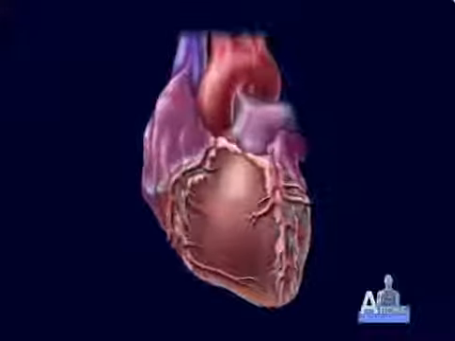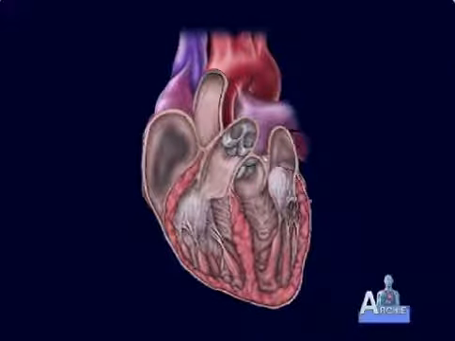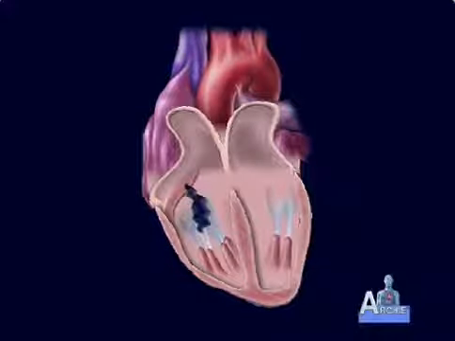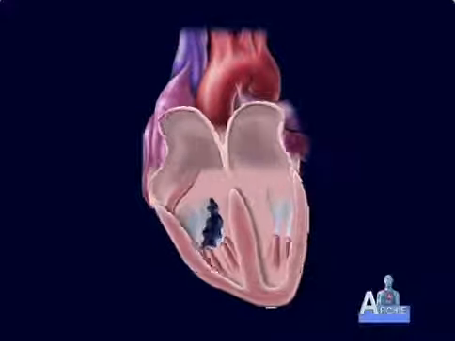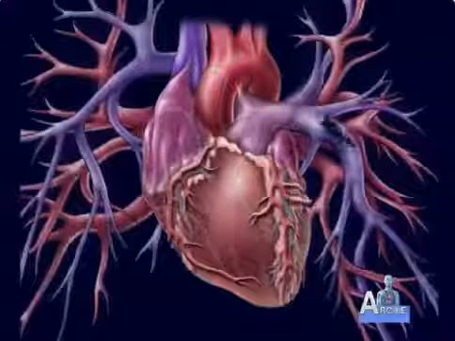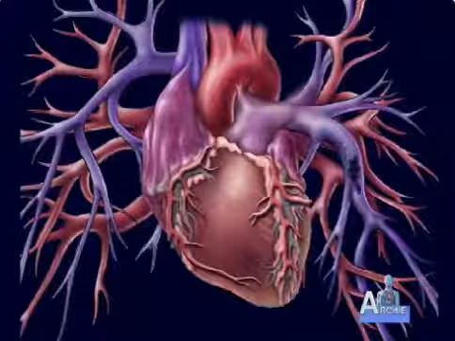From there, it enters the right atrium. The clot is propelled to the right ventricle and then up and out into the pulmonary artery. There, it becomes a pulmonary embolus within the pulmonary circulation of the patient's left lung.